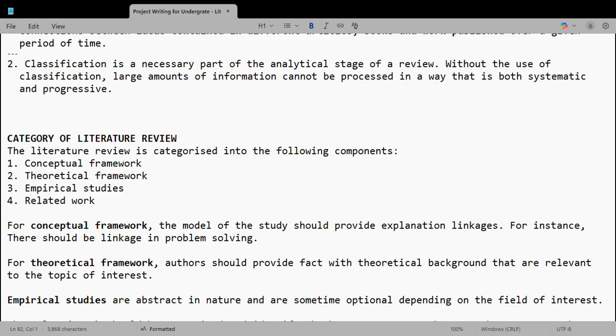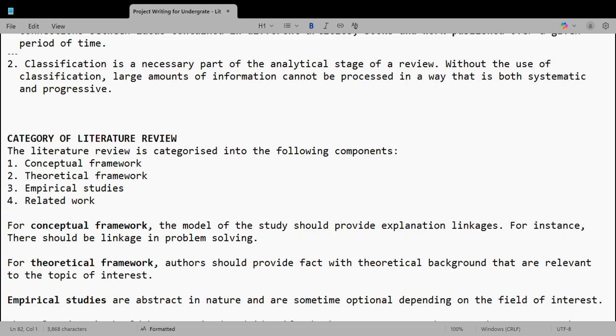Then the second one is a theoretical framework, the theoretical background. So a researcher or an author must provide facts with theoretical background, not just a conceptual framework.